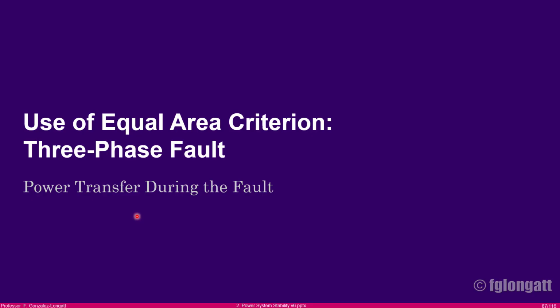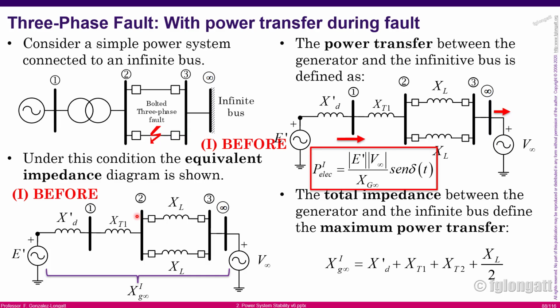Well, now let me move to something a bit different. Well, it's going in the same direction, but now let me keep moving with the same problem, but modify it a bit, okay? Now we will use again the equal area criterion, but instead of having a three-phase fault on the bus bar number 2, what we will do now is move the fault to the transmission line, okay?